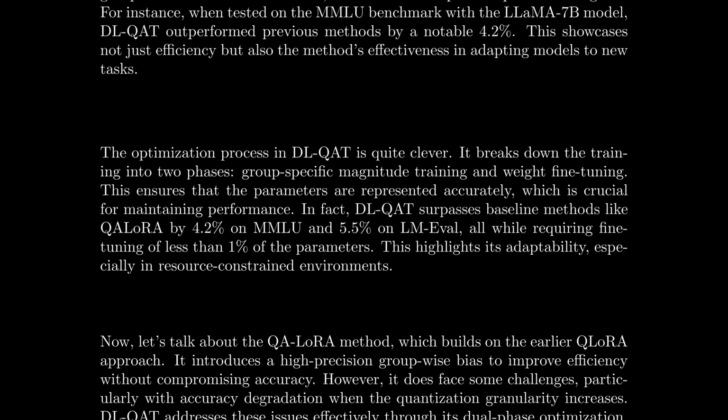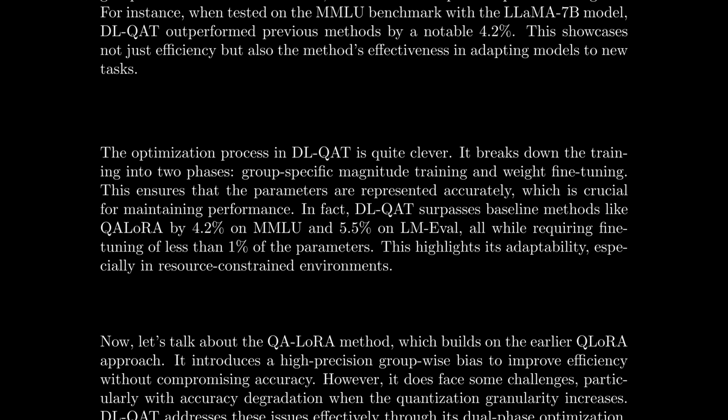The optimization process in DL-QAT is quite clever. It breaks down the training into two phases: group-specific magnitude training and weight fine-tuning. This ensures that the parameters are represented accurately, which is crucial for maintaining performance.